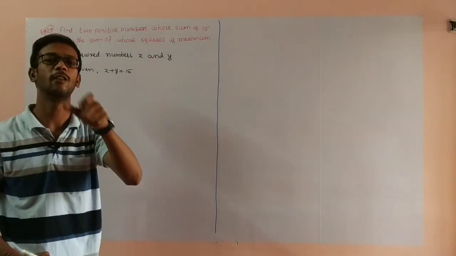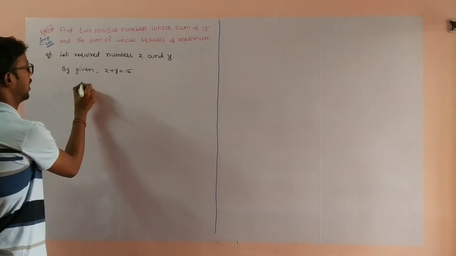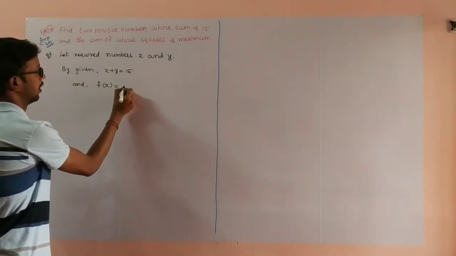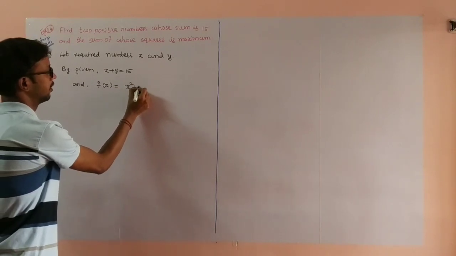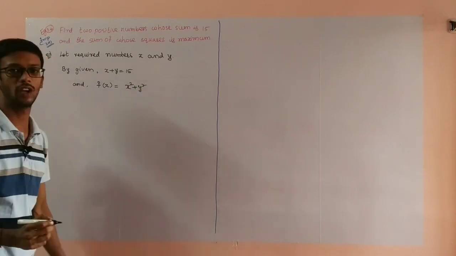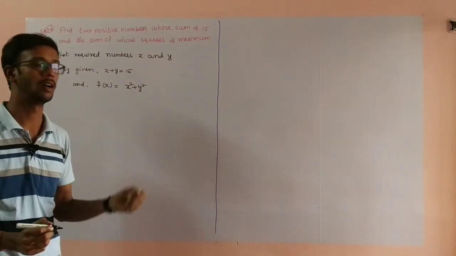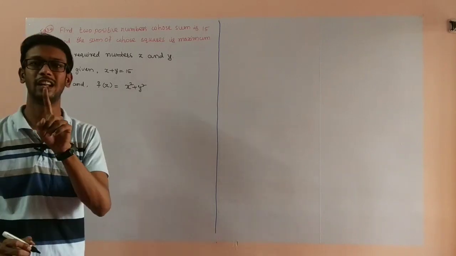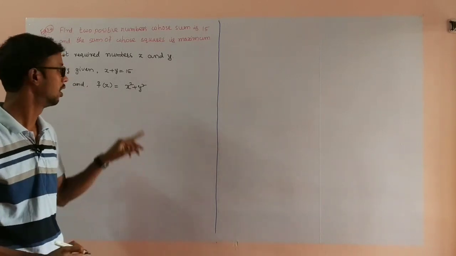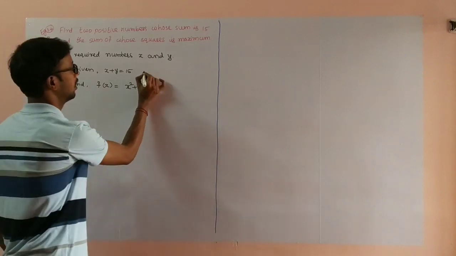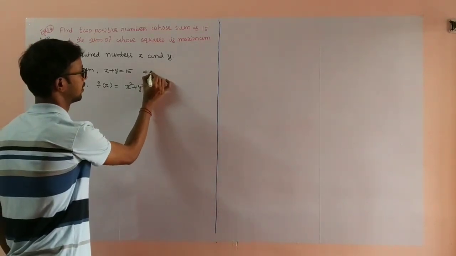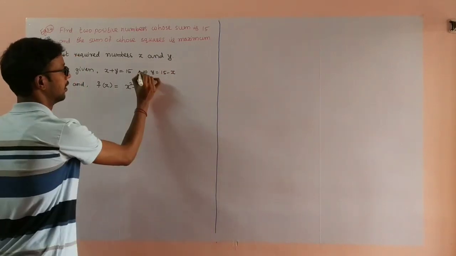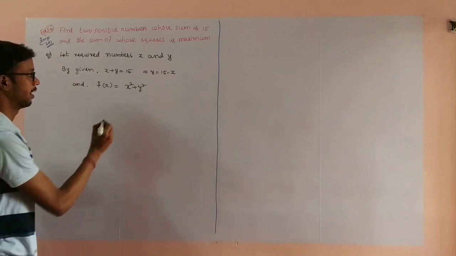Indirectly they are giving a function here. So how will we write that function? f of x is equal to x square plus y square. This function, we have to make maximum. For that purpose, the function should be in a single variable. So I am converting the total into x. y is equal to 15 minus x.